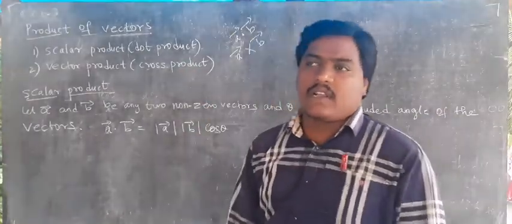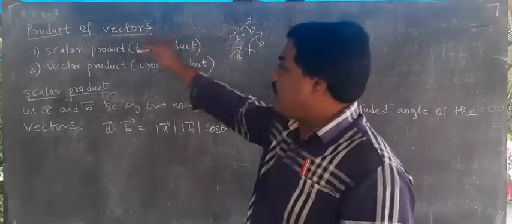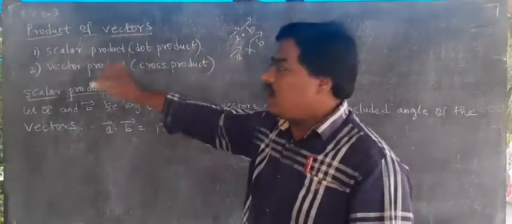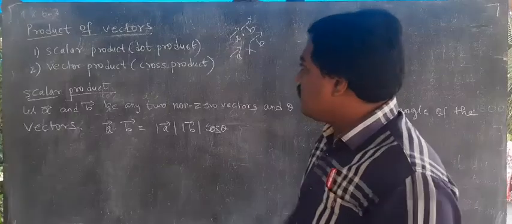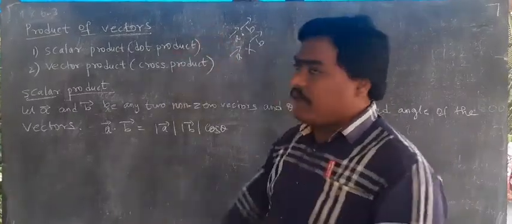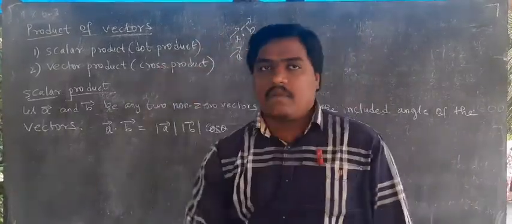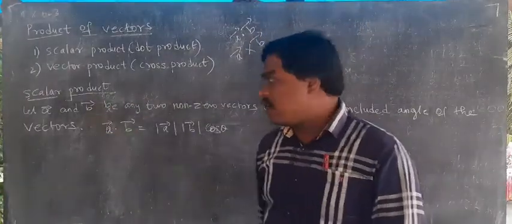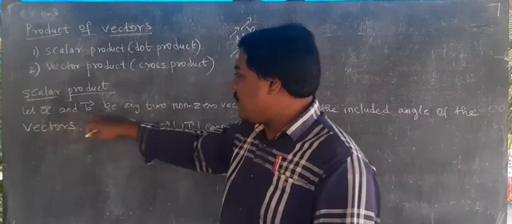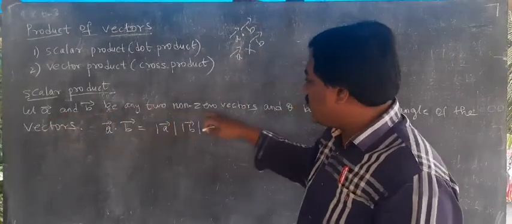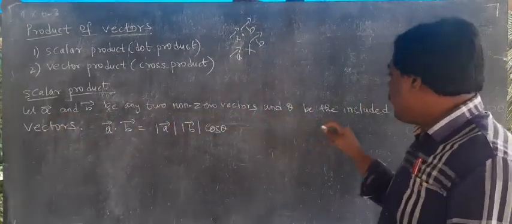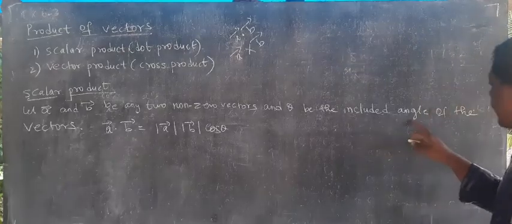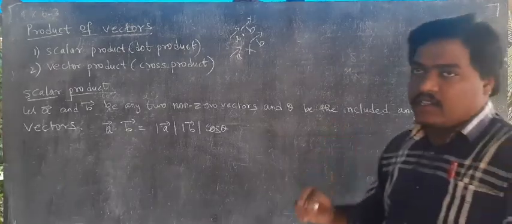So the product of vectors is of two types. One is the scalar product, another one is the vector product. This is 8.3 scalar product, and 8.4 is vector product. Right. So what is meant by the scalar product definition? Let A vector and B vector be any two non-zero vectors and theta be the included angle of the vectors.